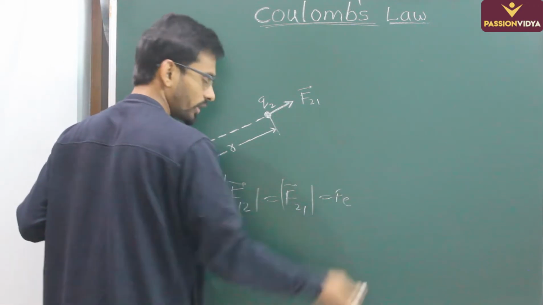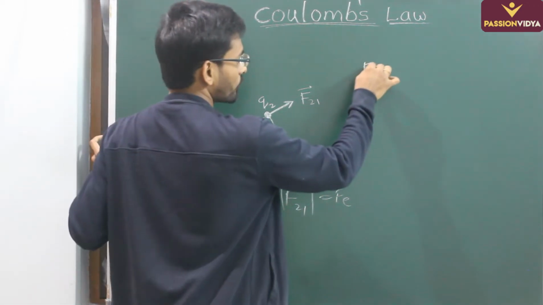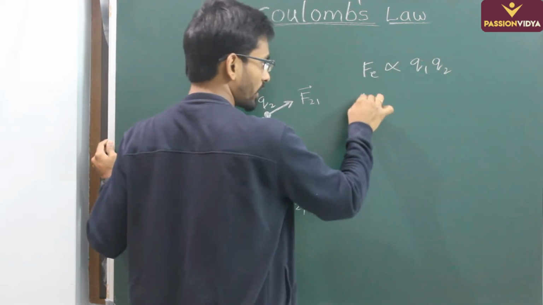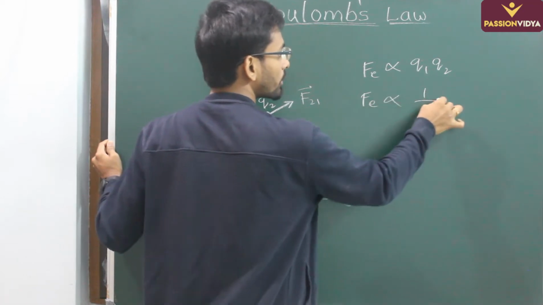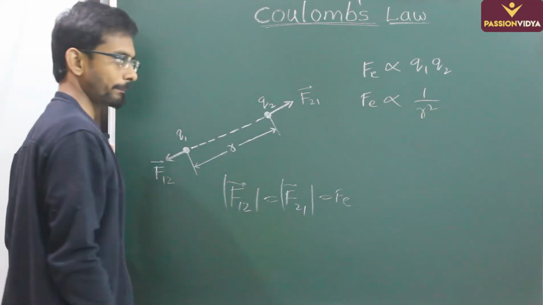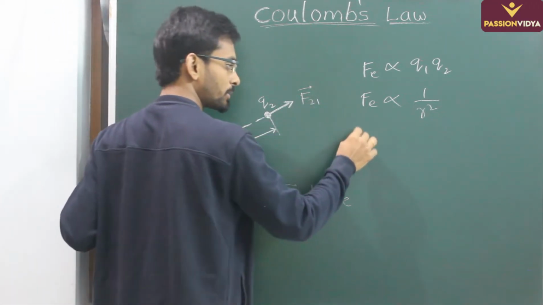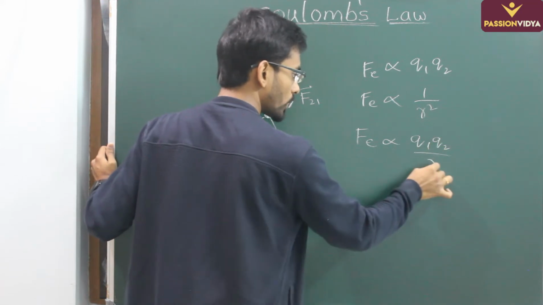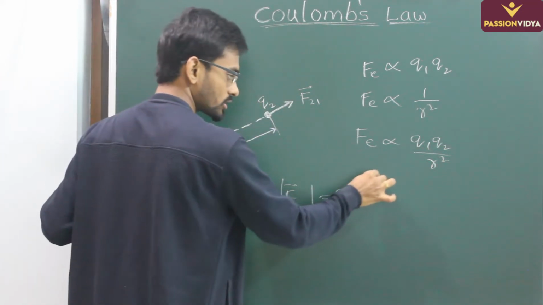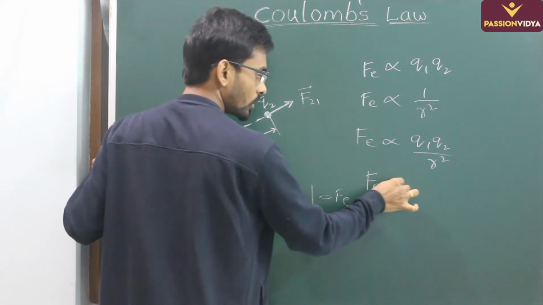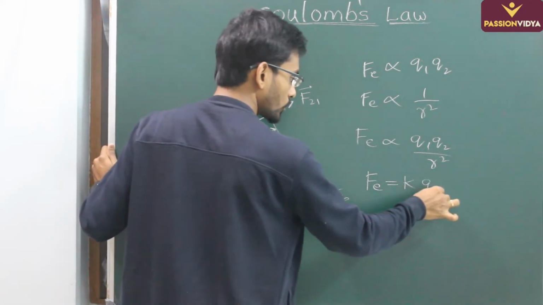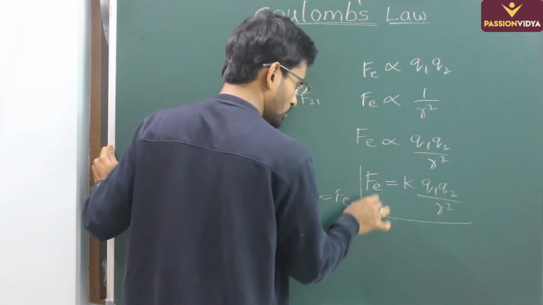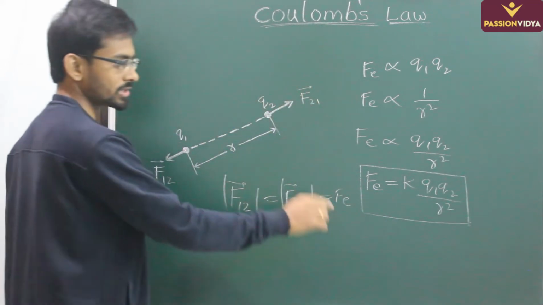Fe. So now in his experiments he observed that Fe is directly proportional to product of charges, and he also found that it is inversely proportional to square of the distance between them. So now when you club these two expressions, you will get Fe is directly proportional to Q1 Q2 by R square. Now removing proportionality constant, we get Fe is equal to K, some constant, into Q1 Q2 by R square. So this is expression for electrostatic force between 2 point charges separated by distance R.